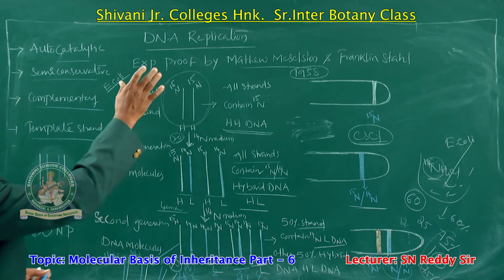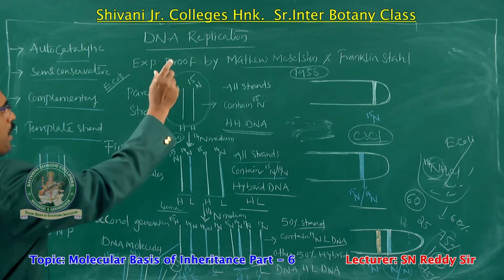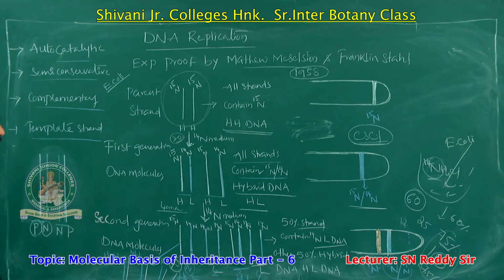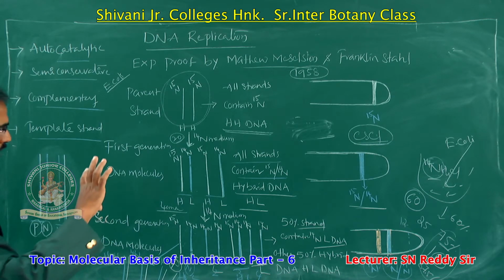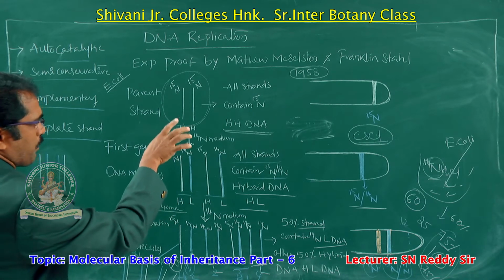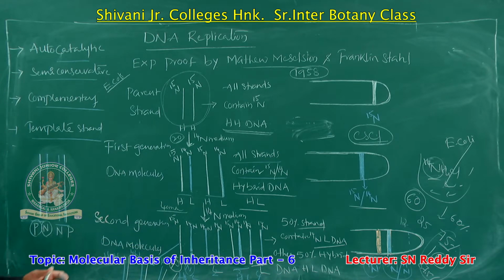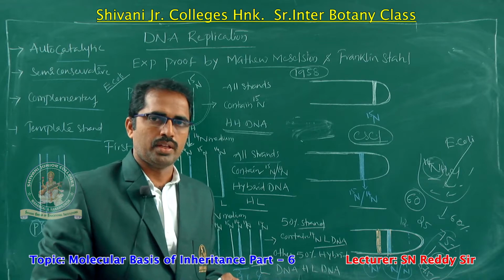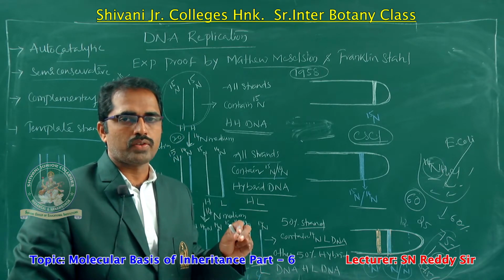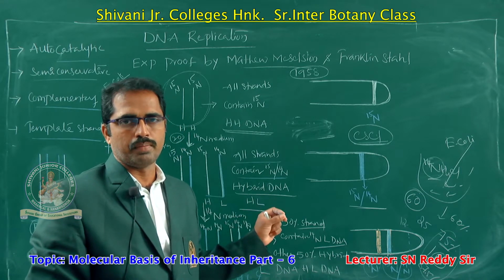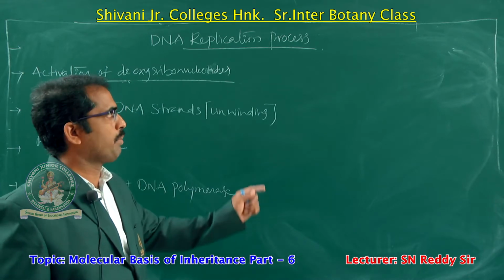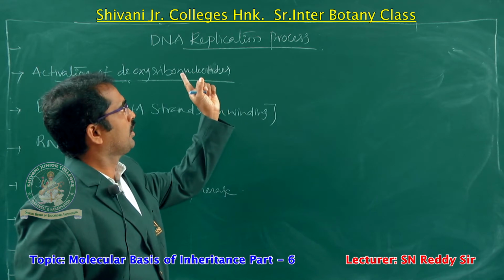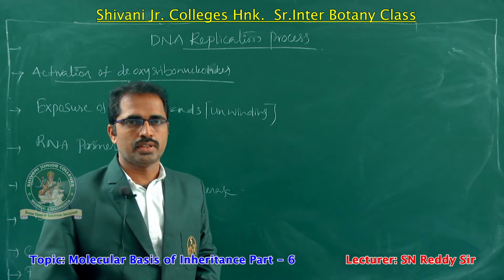So this is the experimental proof by Matthew Meselson and Franklin Stahl in 1958. After that, the conclusion is that DNA replication is compulsorily a semi-conservative method of replication. Now we start the actual process of replication. Next we will continue with the method of replication, the DNA replication process.